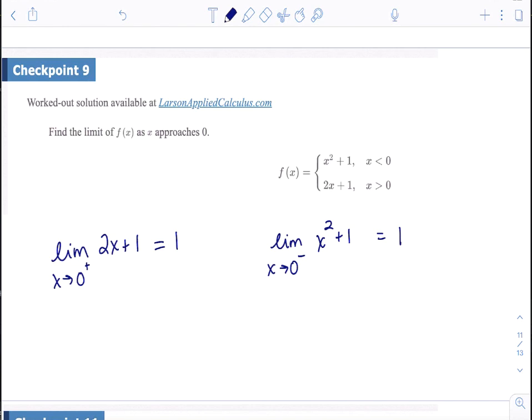So here, this function from the right and from the left is approaching 1. Even though this function is not actually defined at 0, because the limit from the right and the limit from the left are both 1, the limit as x approaches 0 of this function f of x is simply 1.